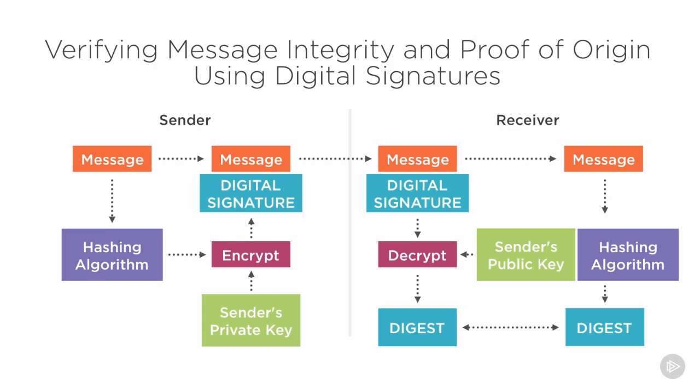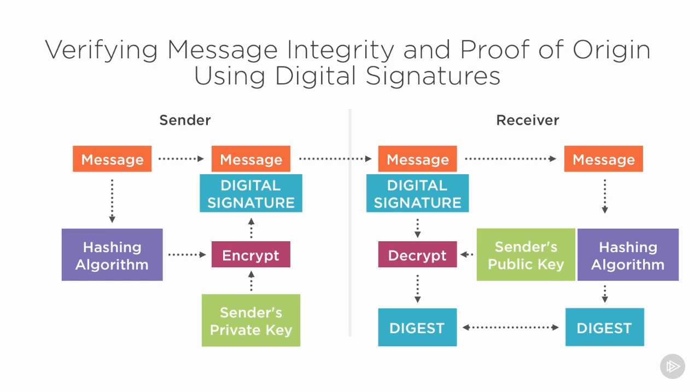The receiver can now decrypt the digital signature using the sender's public key. That will then give the receiver the digest that was signed by the sender. The receiver takes the message, runs it through the same hashing algorithm that the sender did, and ensures the digest they create is the same as the digest that they had actually received, the signed digest.